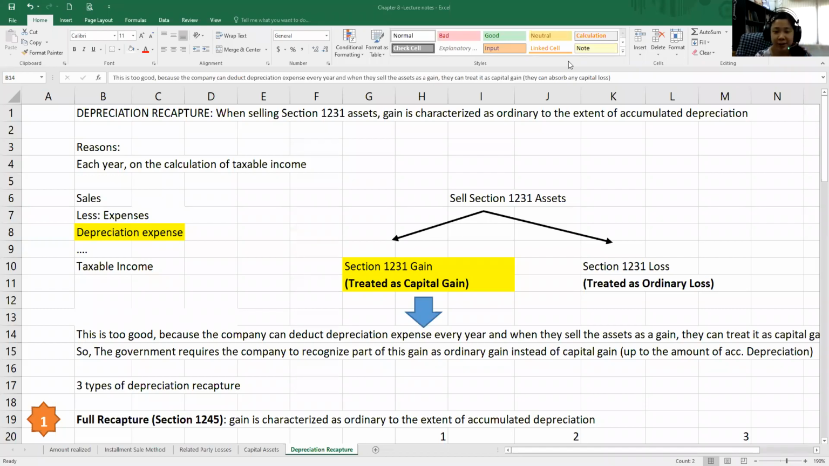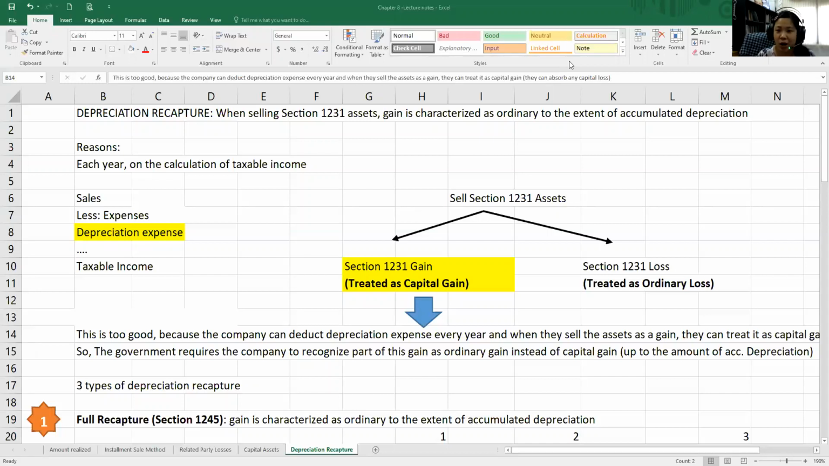Hello everyone. Today we're going to look at depreciation recapture. So what does it mean? Depreciation recapture. When you sell Section 1231 assets, those assets that can be depreciable, and the gain that you recognize, you should recognize a part of that as ordinary gain to the amount of accumulated depreciation.